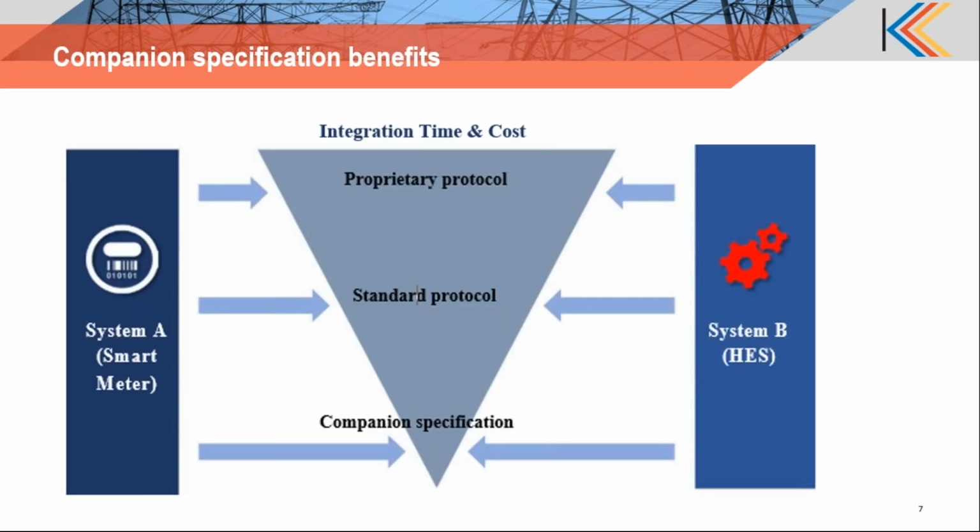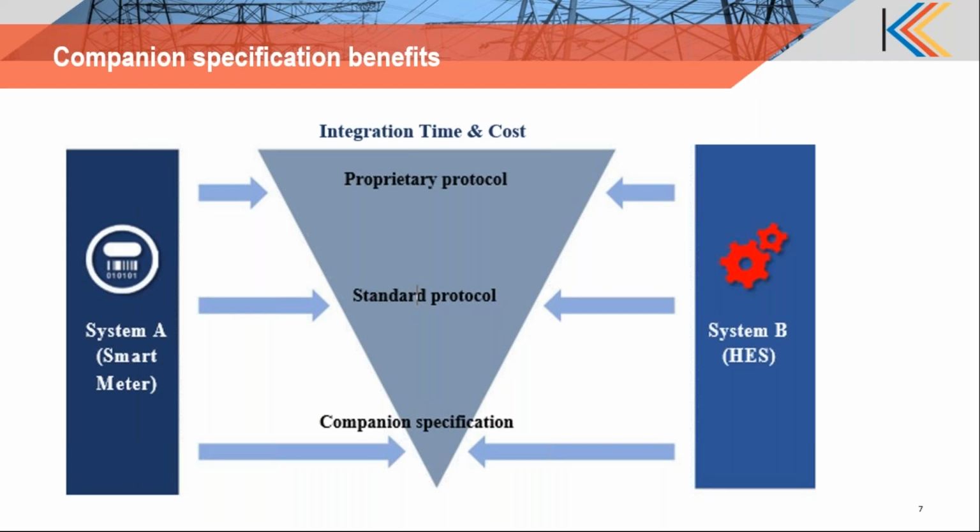Now, this slide is basically trying to tell you the relative benefit which a companion standard can bring. You can see there are two systems, system A and system B, trying to interoperate. So there is a smart meter from system A which is being communicated with by a head-end system provided by system B. So you can see that pyramid.